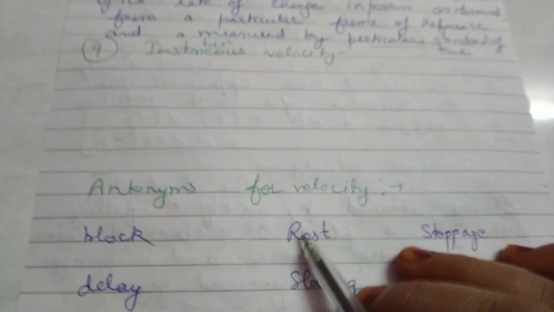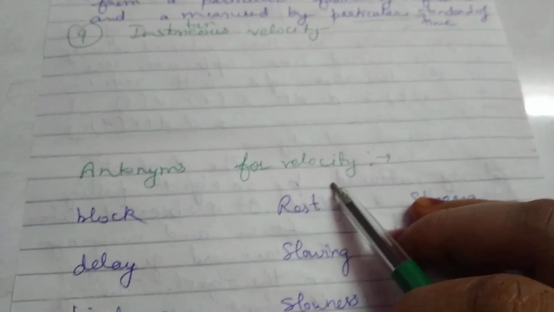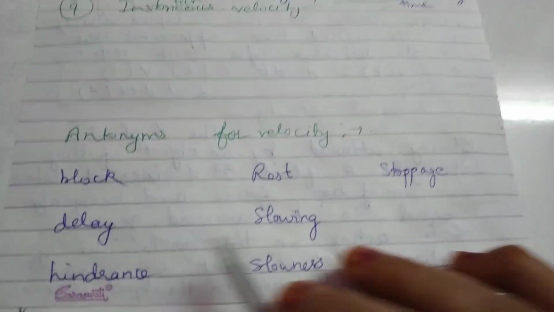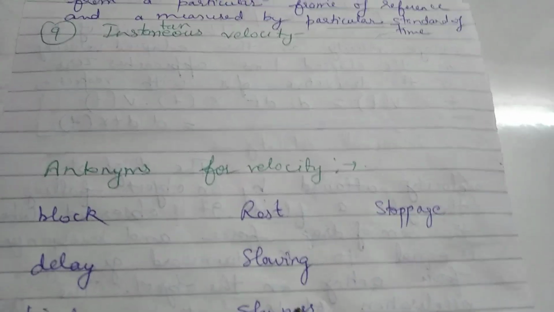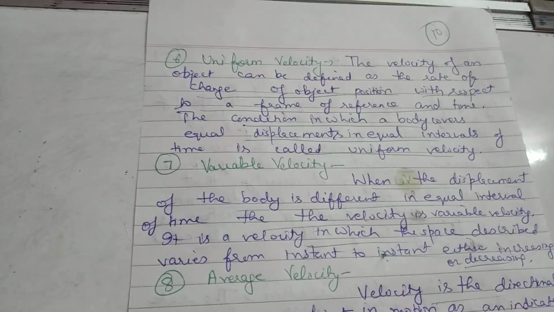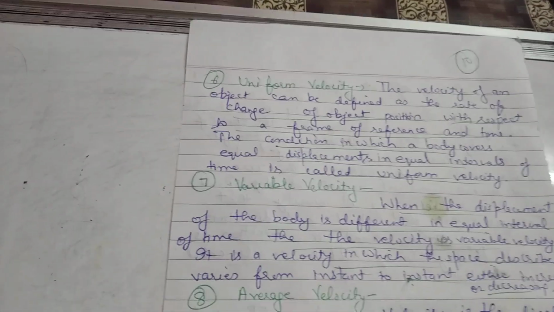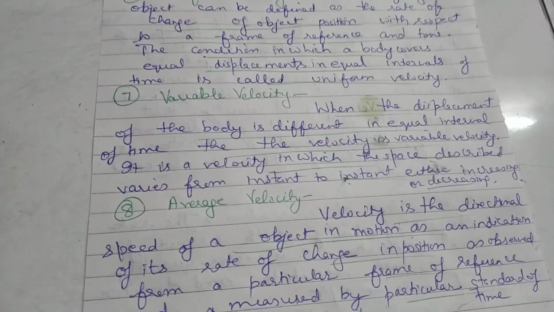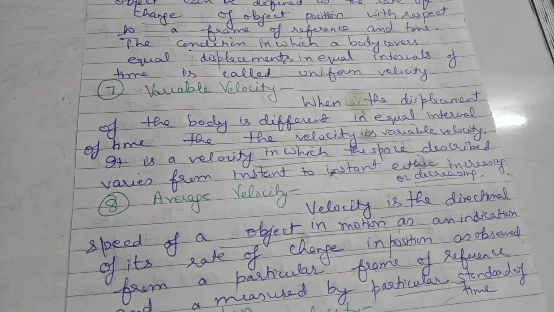Now, antonyms for velocity: block, rest, stoppage, slowing, delay, hindrance, slowness. So it's all about the types of velocity, and also about final velocity, the final velocity formula, and initial velocity.